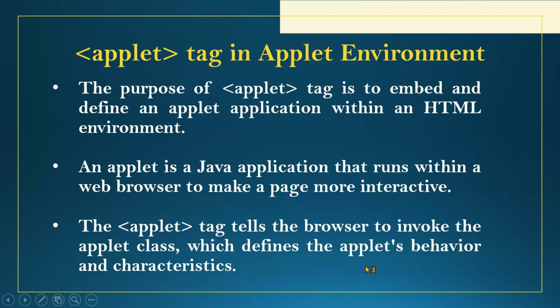Your applet program is part of Java, like you write with a .java extension. When you compile the program, you get a .class file. That .class file information you need to put in one of the attributes called code for the applet tag, so that whenever you execute on the browser, that .class file will be called.